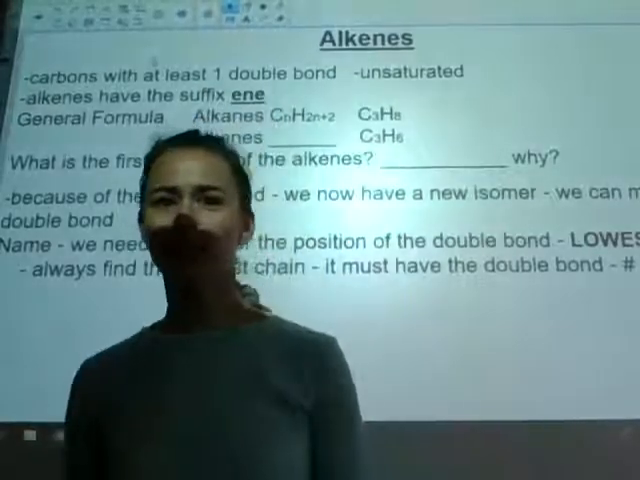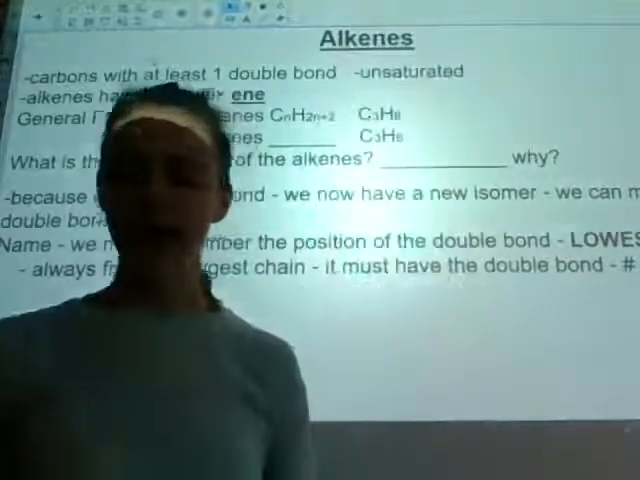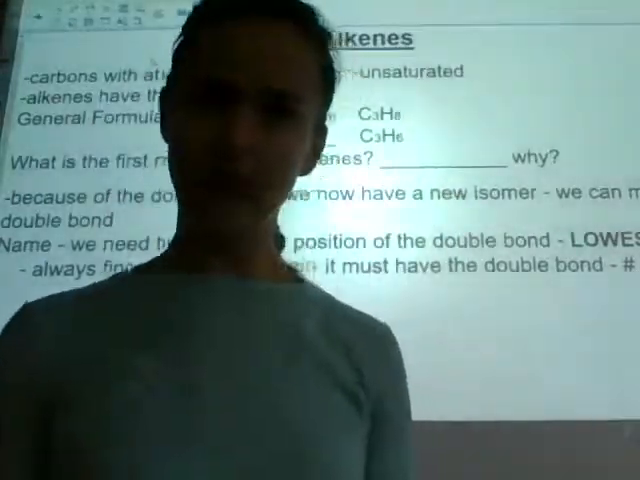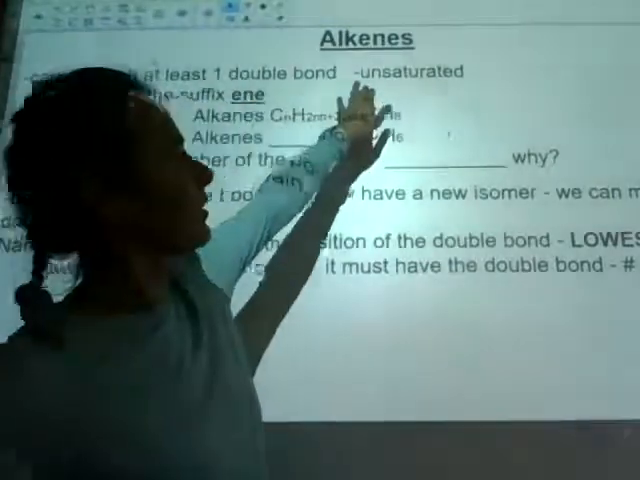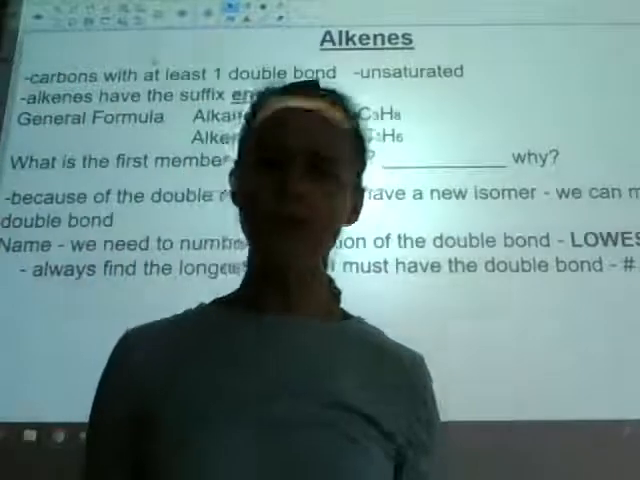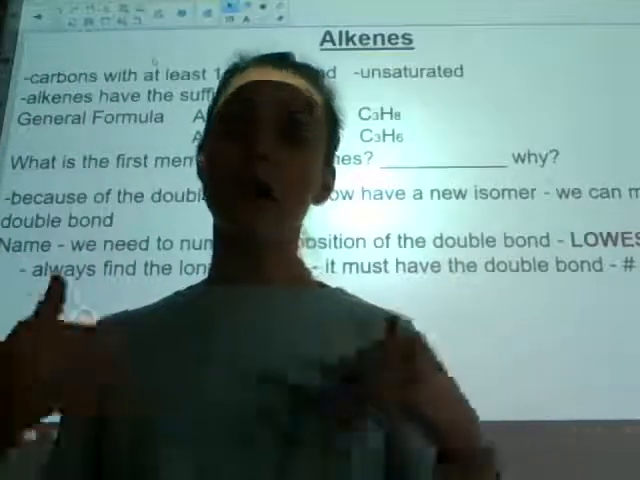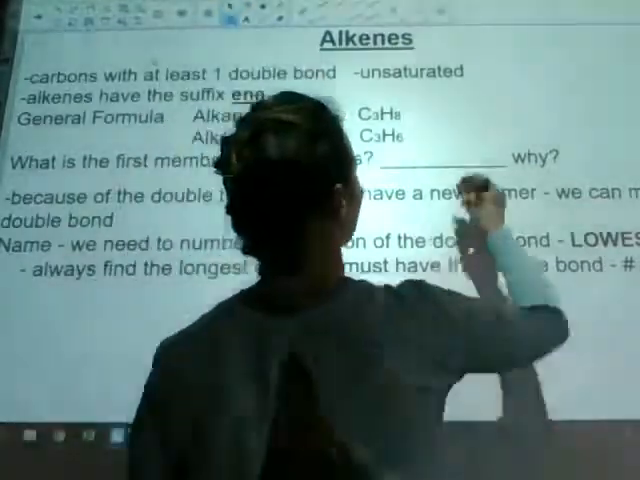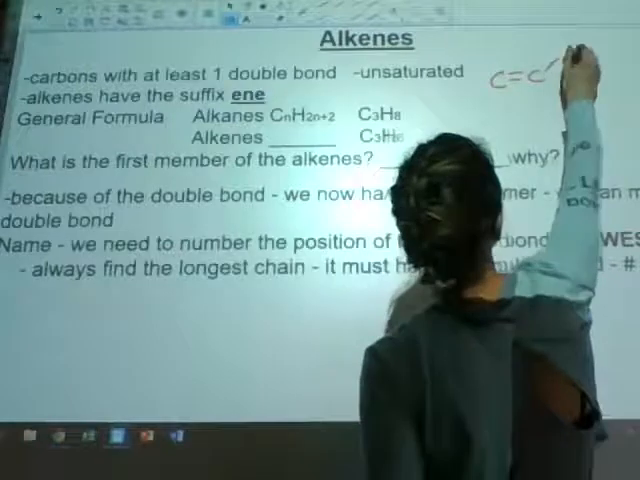Hey guys, so we're going to do lesson 2 for our organic chemistry unit now, which is alkenes, which is talking about a double bond. So carbons with at least one double bond are called unsaturated, and again the reason why they're considered unsaturated is because there's an extra spot where a hydrogen is missing from, essentially. So we have our double bond, right?